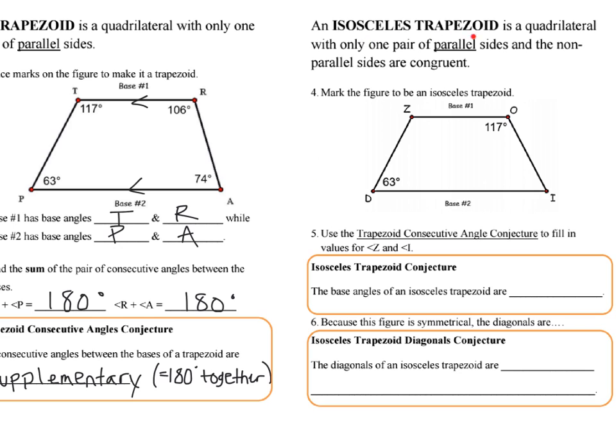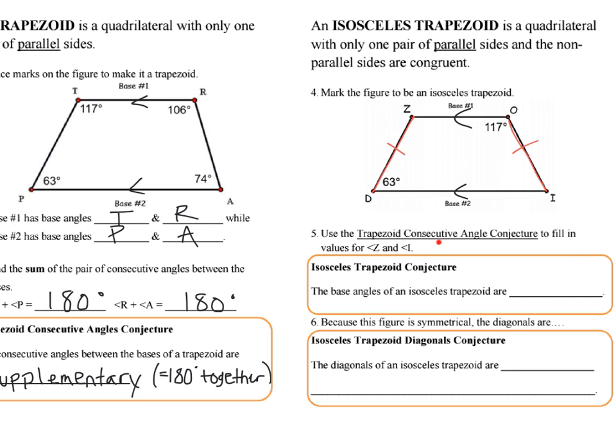An isosceles trapezoid is a quadrilateral with only one pair of parallel sides, and the non-parallel sides are congruent. Now I want you to take a moment right now and mark the figure to be an isosceles trapezoid. So go ahead and take a minute and do that, please. Alright, so you should have something similar to mine. I like using colors just to help us see what is congruent to each other in addition to the hash marks.